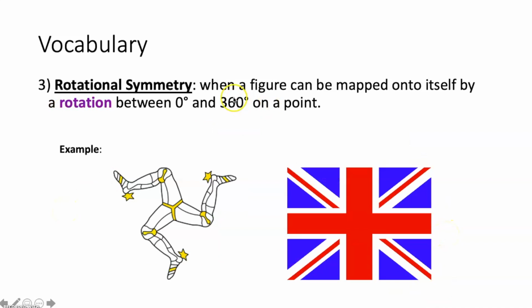Now, rotational symmetry is when a figure can be mapped onto itself by a rotation between 0 degrees and 360 degrees on a point. So here you can see two examples of figures with rotational symmetry, meaning that I could pick a central point and then rotate this figure, and I would get the exact same shape before I got all the way back around with a 360-degree rotation. Same thing here. I could find a central point, rotate this figure, and I would get the exact same figure without having to go all the way back to the original figure at a 360-degree rotation.